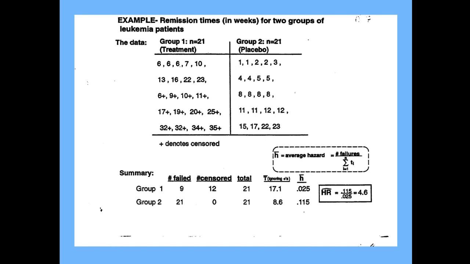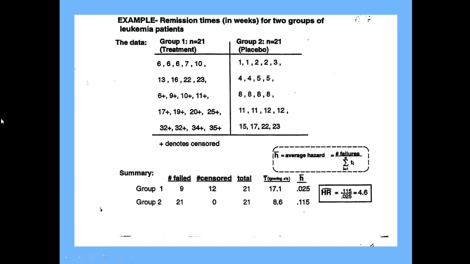What this data basically says is that it's data on leukemia patients who are in remission. The data gives the time, in weeks, that they were in remission until they went out of remission. You may see from this that there are 2 groups. One group is getting the main new treatment of interest, and the other is getting the standard treatment, which in this case is referred to as the placebo. There are 21 people in each group.